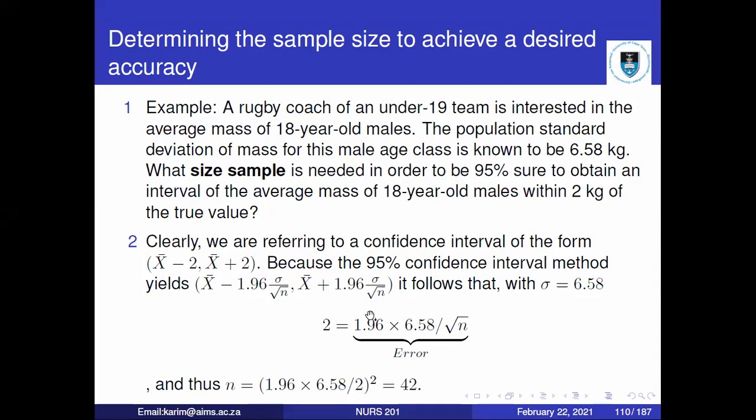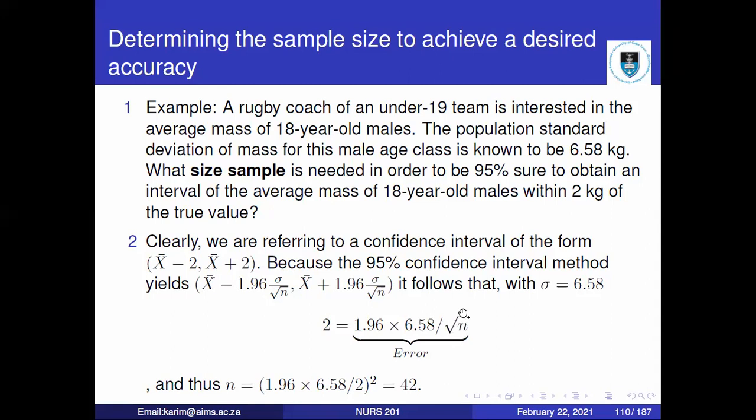So our 2 is going to be equal to 1.96 times this component here. So we have 2 equals 1.96 multiplied by our standard deviation, which is 6.58, divided by the square root of our n. But remember, we are interested in finding n, so we have to make n the subject.